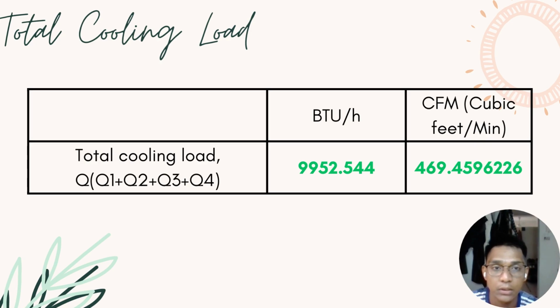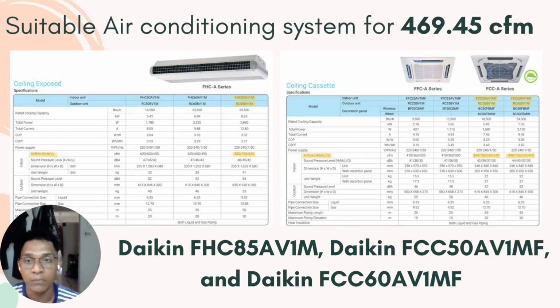We convert it into the CFM unit, cubic feet per minute, and we get 469.45 CFM. The suitable air conditioning system for this CFM of 469.45 is Daikin. We get three types of Daikin: FHC 85A V1M, FCC 50A V1MF, and also FCC 60A V1MF.